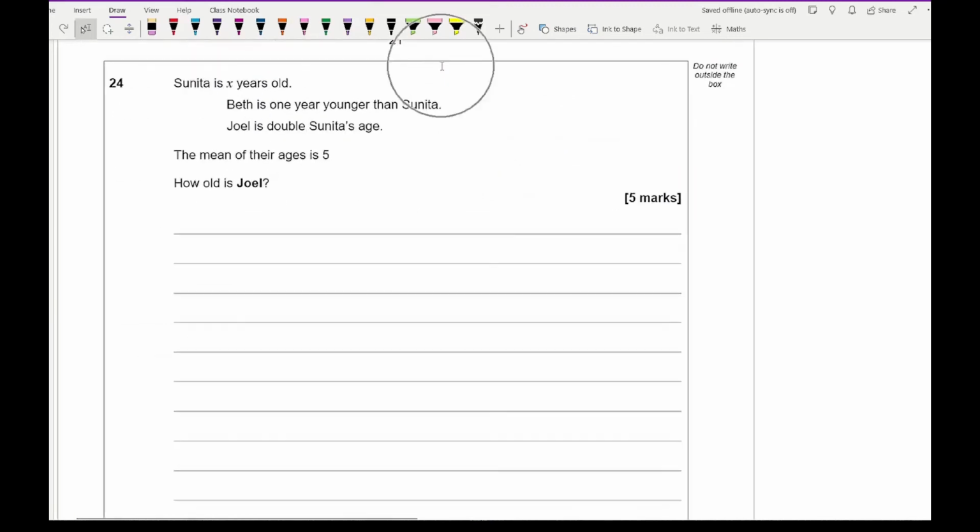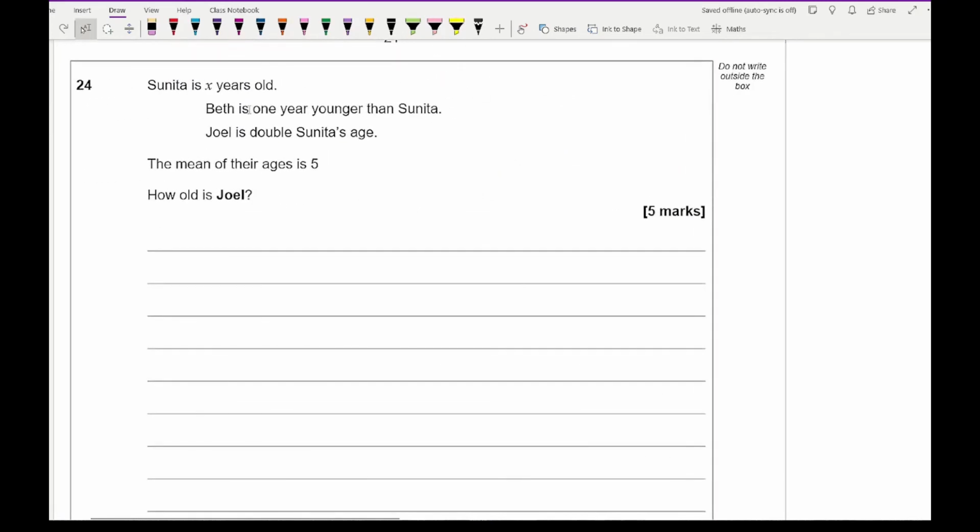Then for question 24, so let's just zoom in again. It says Sunita is X years old. Beth is 1 year younger than Sunita. Joel is double Sunita's age. The mean of their ages is 5. And it says how old is Joel? So we start off by just writing down each of the people. So we've got Sunita, we've got Beth, and we've got Joel. Now we know that Sunita is X years old. Now it says Beth is 1 year younger than Sunita, so that means Beth is going to be X minus 1. And Joel is double Sunita's age, so if Sunita is X years old, Joel is going to be 2x.